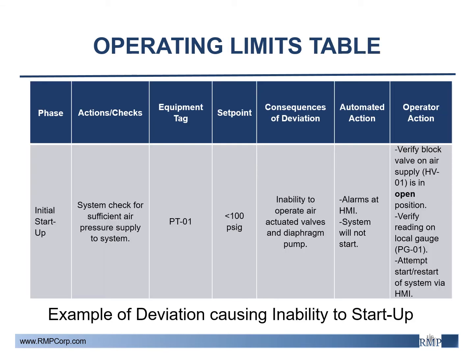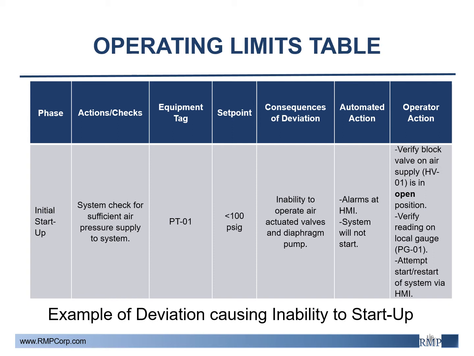This slide is an example of an operating limits table with a deviation that will cause an inability to start up. I'm going to quickly read through it, and then I'm going to go into detail in the next slide. So we have a couple of columns here. The first one is our phase of operation. So in this case, it's initial startup. We have our actions and checks. So this is what the intentions of this check is and what they are trying to verify.